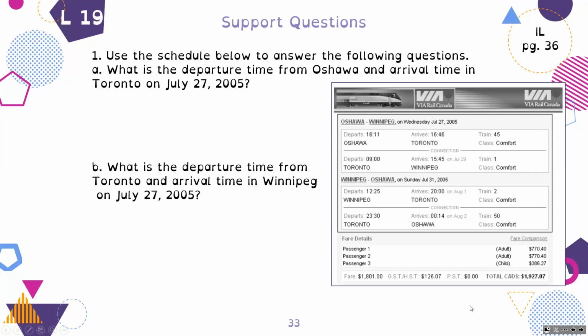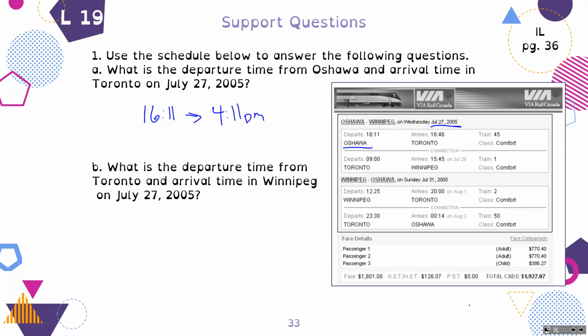Anyway, so the departure time from Oshawa. We're looking for July 27th. So here, July 27th, we're departing from Oshawa at 16:11. 16:11, that's a 24-hour clock. So that's 4 p.m. Well, 4:11 p.m. So being comfortable with how you just subtract 12 hours. 16 take away 12 hours is 4. That is how you convert.